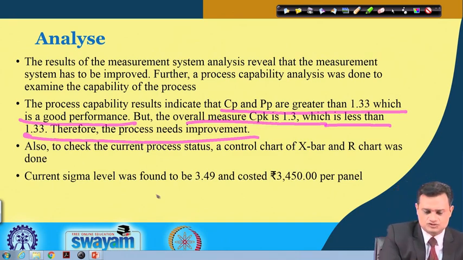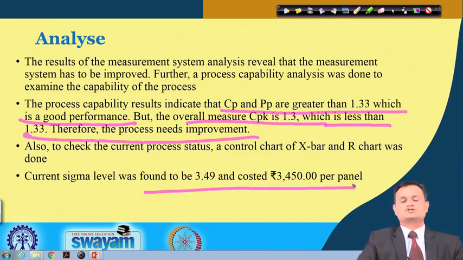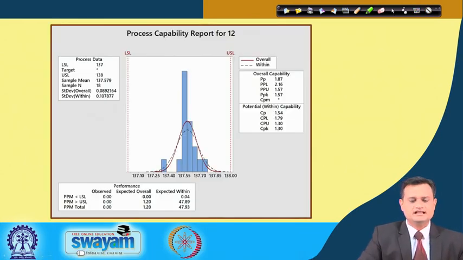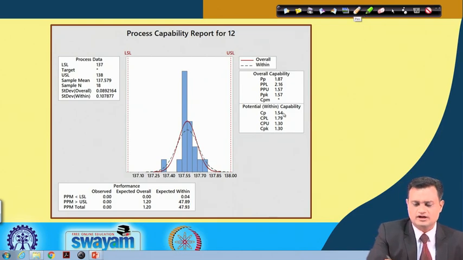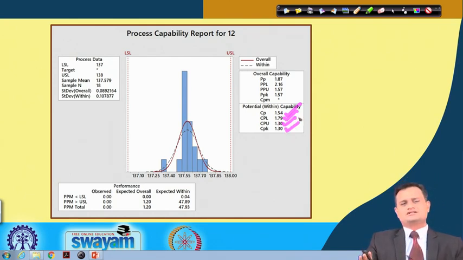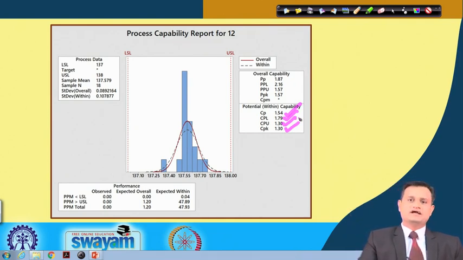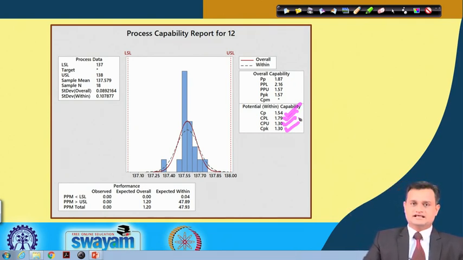The current sigma level was found to be 3.49 and it cost you something around 3450 per panel. So this is what I have done in the analyze stage. Now you can see my CP diagram, and CP is 1.54, CPL is 1.79, 1.3, 1.3. So not too much problem with the existing process, maybe a marginal difference, and if there is a need in the future when the CP value really goes down, you can intervene and take corrective action.